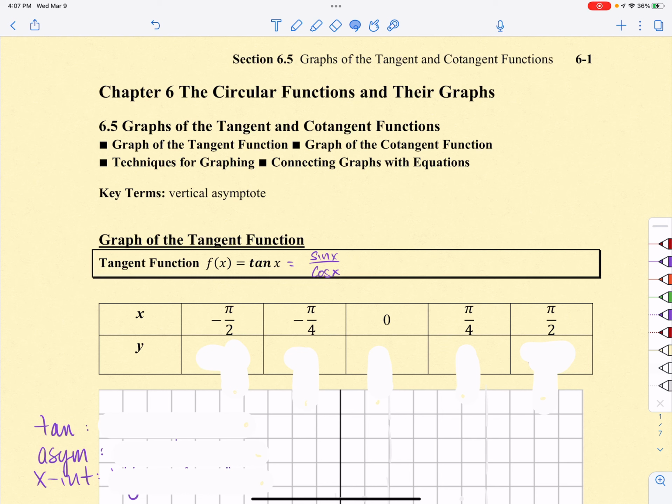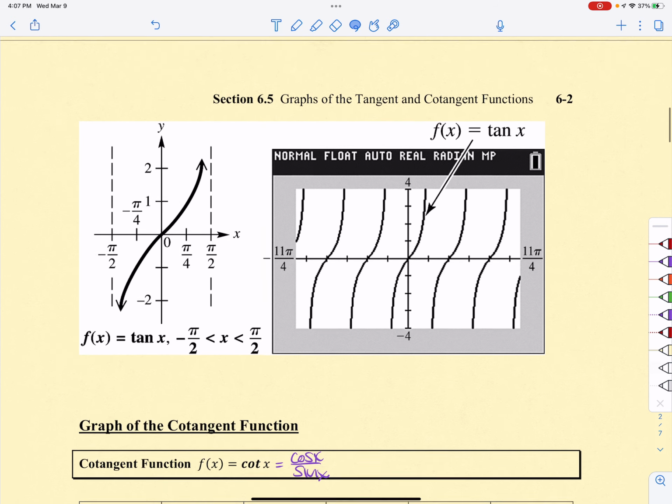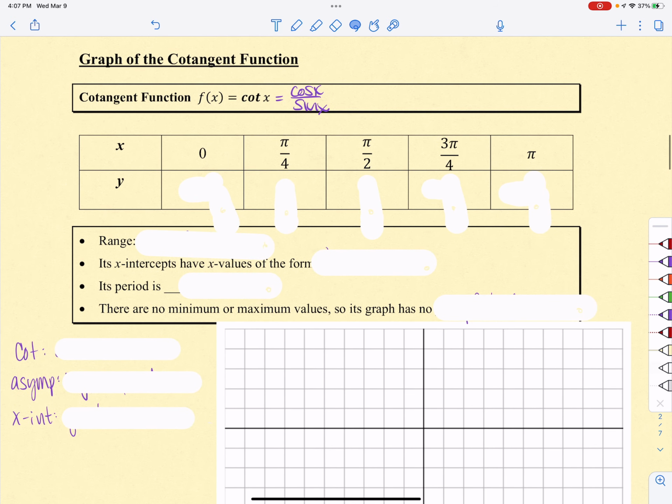All right, hey folks, this is going to be a video on the tangent and the cotangent parents. I actually tend to like doing the cotangent graph first, the cotangent parent first. So just go ahead and go down here and then we'll come back and do the tangent parent.